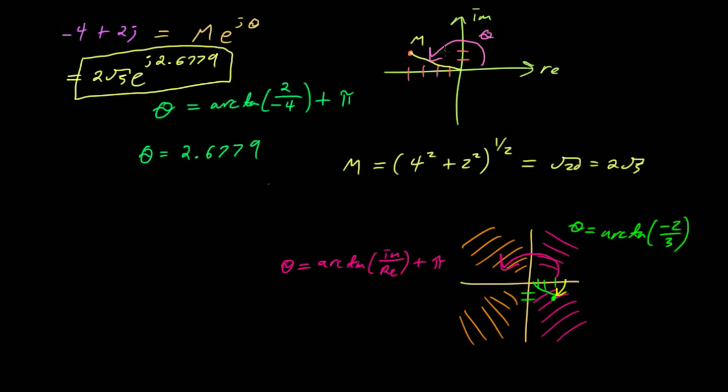You could also do, just like I did in the last video, go from here and add 2 pi to that number. It would be the same exact number. You'd be representing the same exact thing.